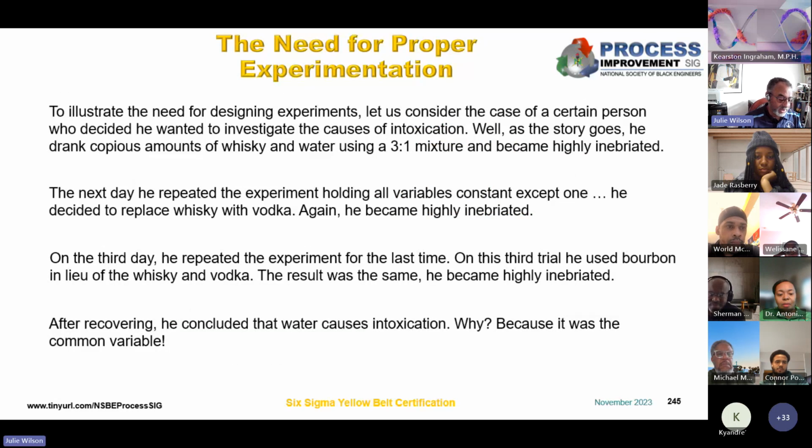Basically, that's just a little parable to highlight the importance of using proper experimentation. And as you go down the road, design of experiments is the way to go in terms of testing how various factors can be modified and adjusted to give you optimal process improvements.